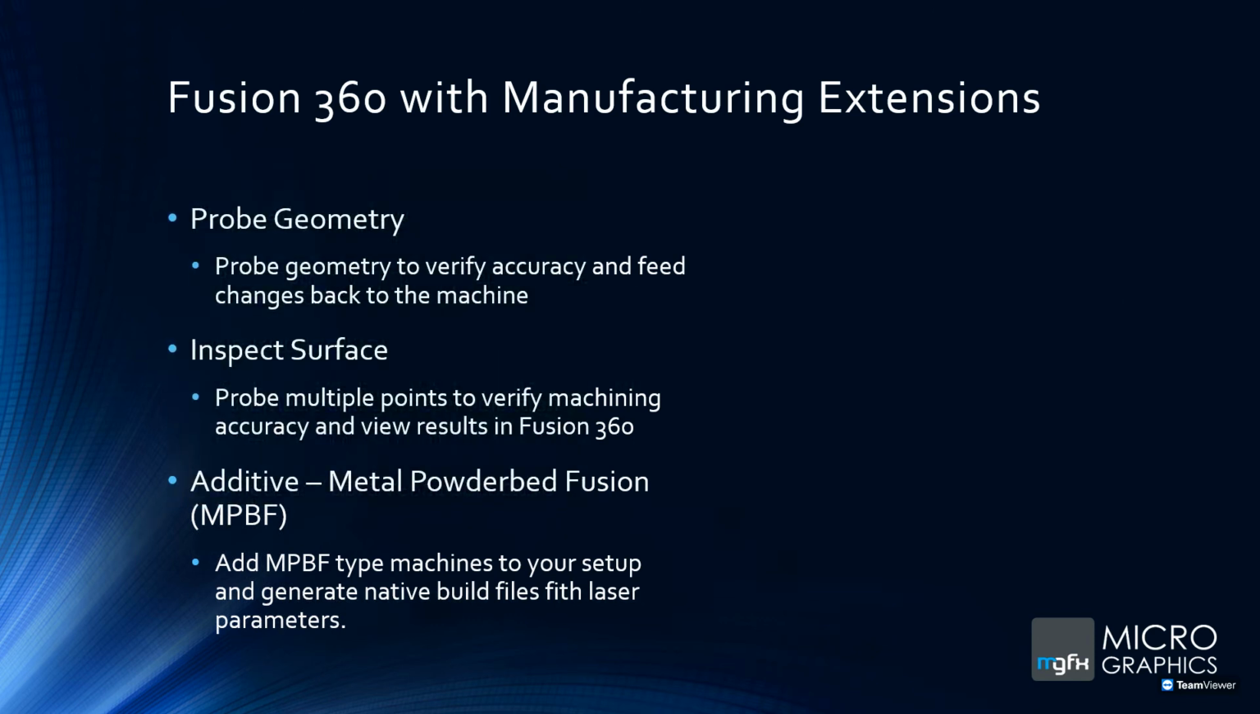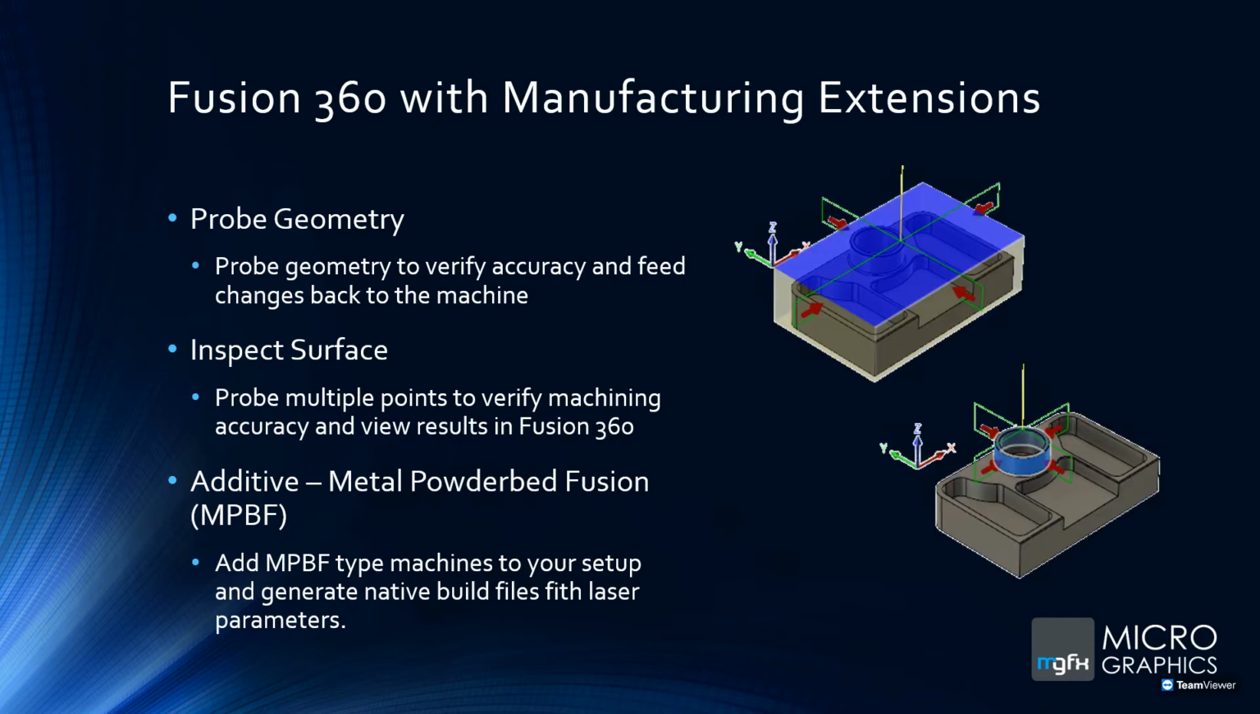On this next slide, we look at a couple of the other features. We have probe geometry. This can be used for in-process part verification. So while your part is in the machine, you are able to probe the position of the part and then feed back that information to the machine.